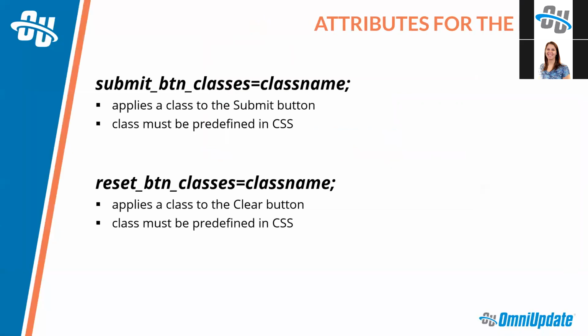So when we're talking about the attributes for it, I have a submit underscore btn underscore classes, and I have a reset underscore btn underscore classes. So using either of these will remove any class that is already on the button. So that default stylizing that I have on the button, that will be removed. It will instead be replaced by this class. Please keep in mind, calling either of these classes, the class will need to be predefined inside your CSS in order to see any visible change.